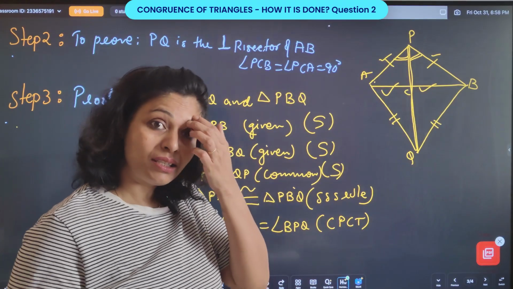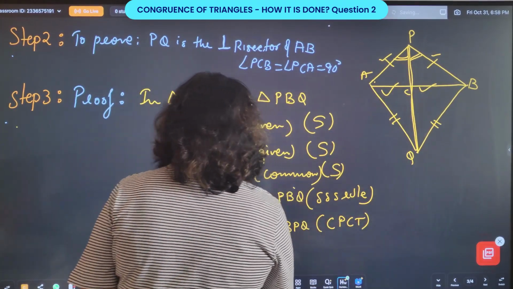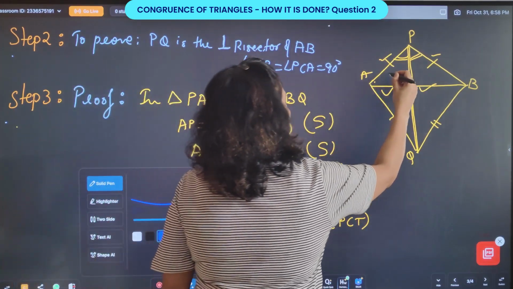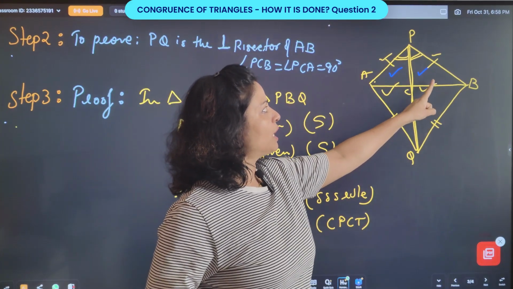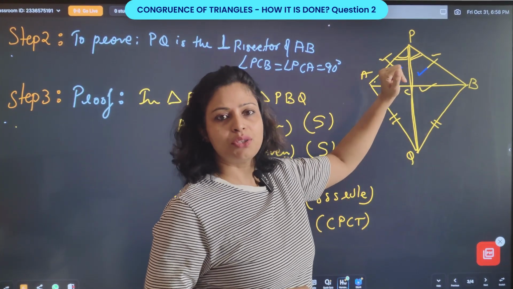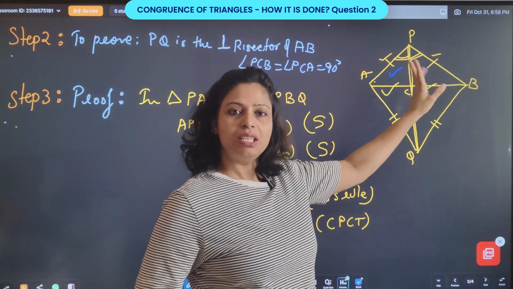Now why did I do this? I did this because I need to prove congruency between these two triangles. For proving congruency between these two triangles, I wanted these two angles to be equal. So let's see how we do the congruency between these two triangles now.